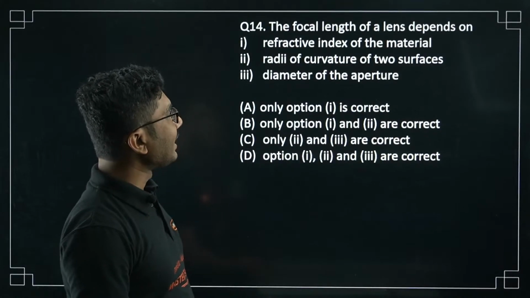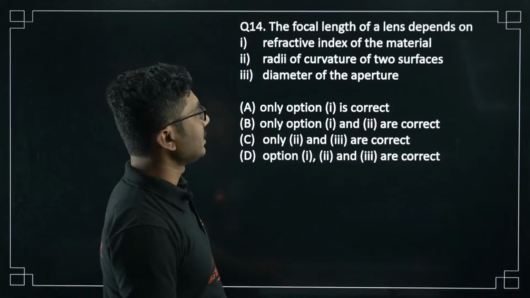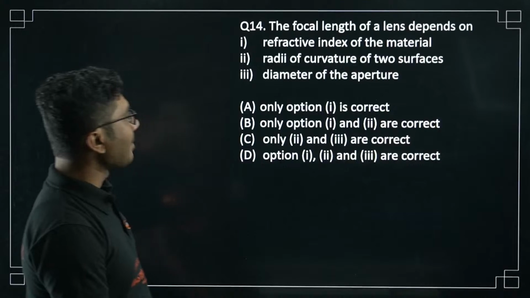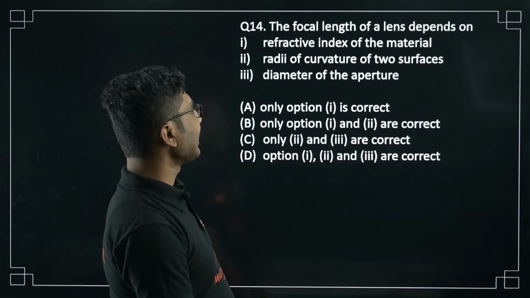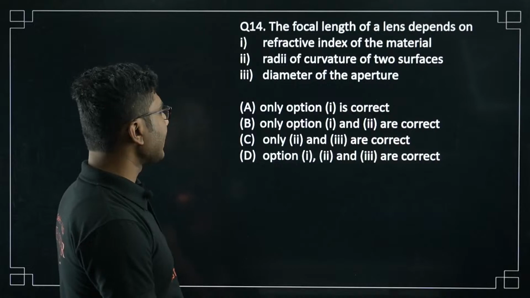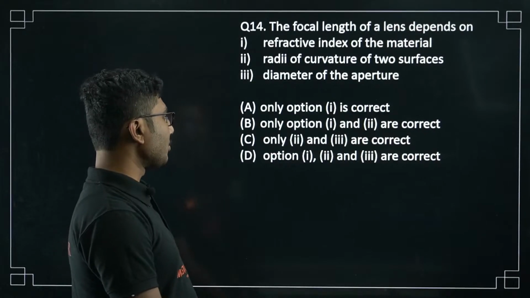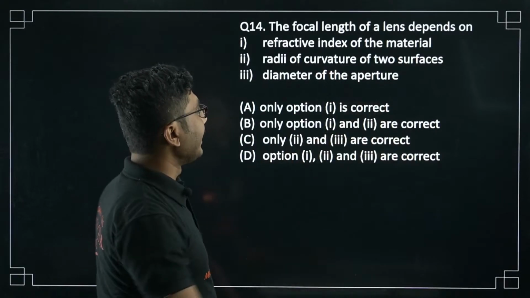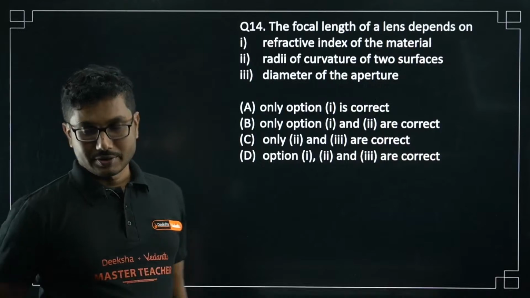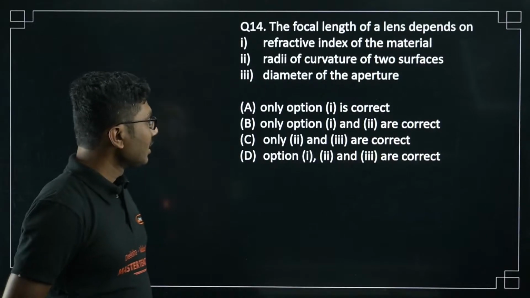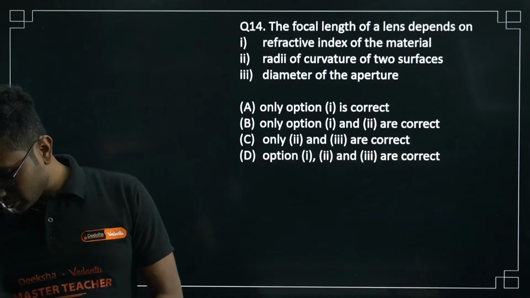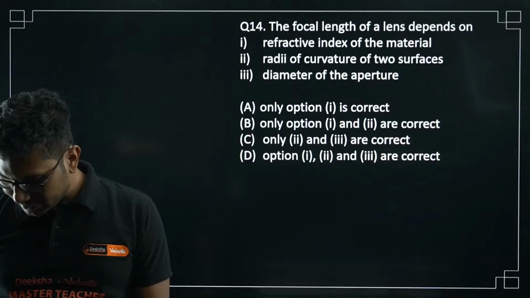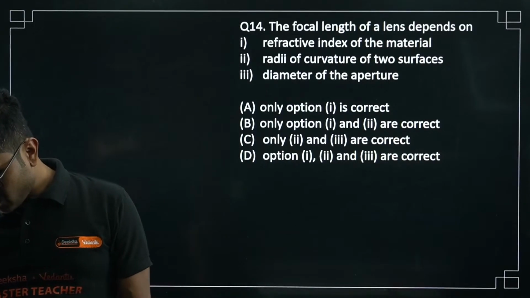The focal length of a lens depends on the refractive index of the material, the radii of curvature of the two surfaces, and the diameter of the aperture. Only option 1 is correct, only options 1 and 2 are correct, only options 2 and 3 are correct, or options 1, 2, 3 are correct. So on what does the focal length depend? This is an interesting question. Uday is saying 14B, Shagufta 14B, Vimal 14B, Manya 14B, Pooja is saying C, Pratiksha is saying 14B.